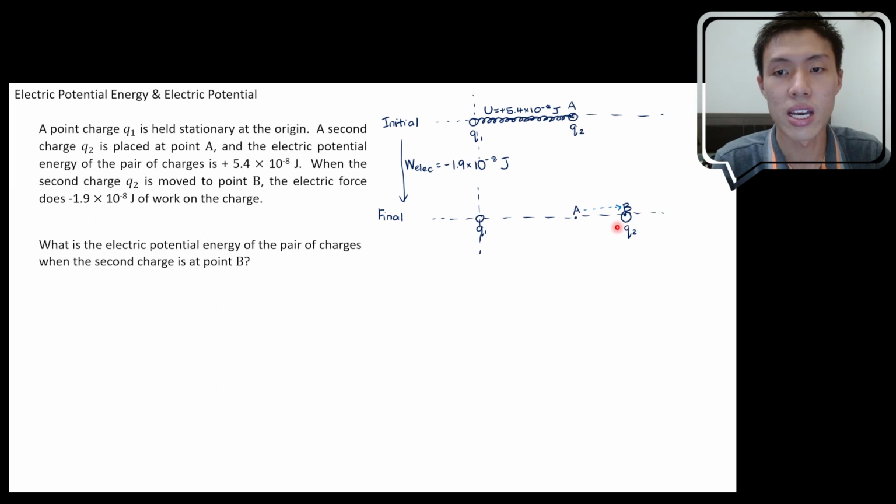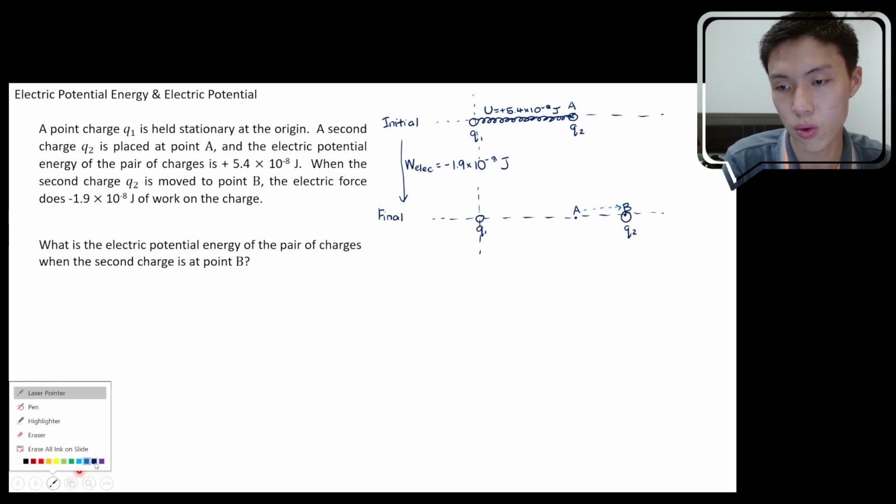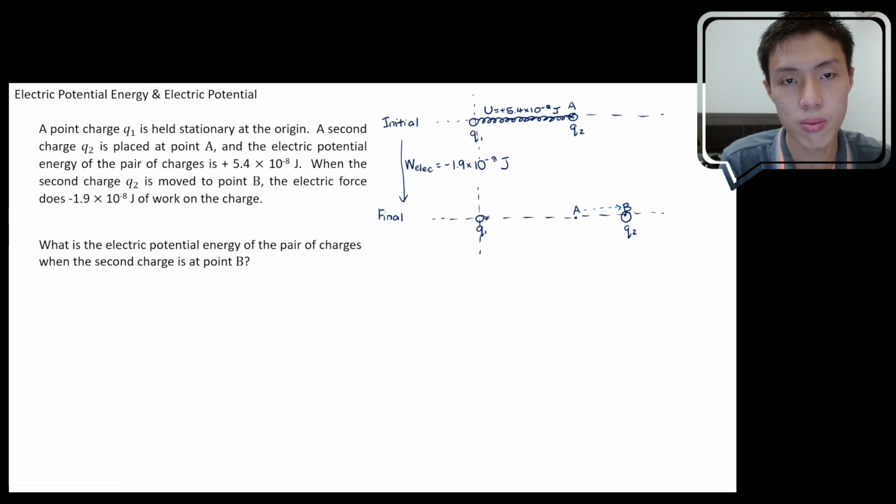So what is the electric potential energy of the pair of charges when the second charge is at point B? Now they are specifying that they want us to focus on this situation, because the second charge is at point B. This is the situation we are focusing on now, and they want the electric potential energy of the pair of charges. So for this pair of charges, I'm going to imagine there's a spring in between them.